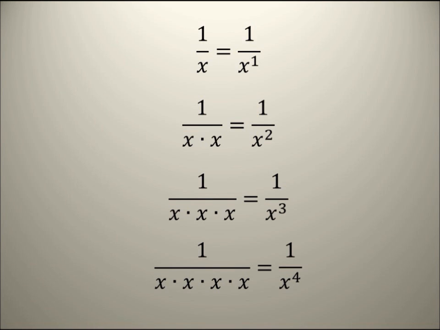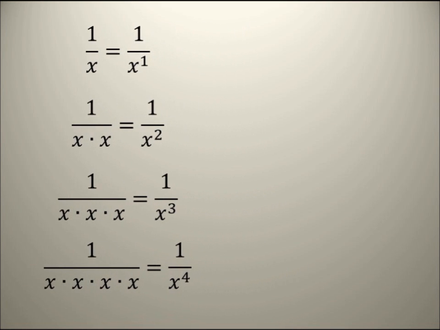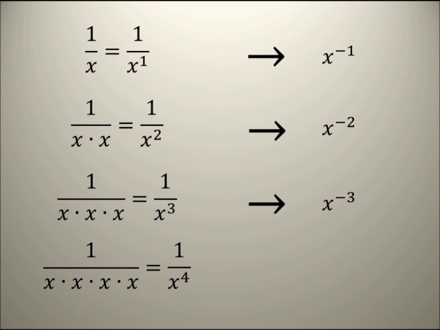Now as it happens, even this 1 over an indice, we can rewrite in an even shorter form. The way we do that is that the indice comes to the top, and to signify that it's come to the top, the power becomes a negative power. So to illustrate that, 1 over x to the power 1 becomes x to the power minus 1. 1 over x squared becomes x to the power minus 2. Then we have x to the power minus 3 for 1 over x cubed, and x to the power minus 4 for 1 over x to the power 4.